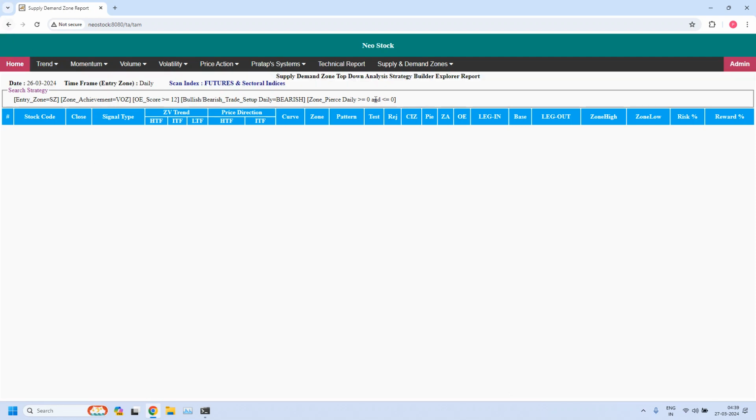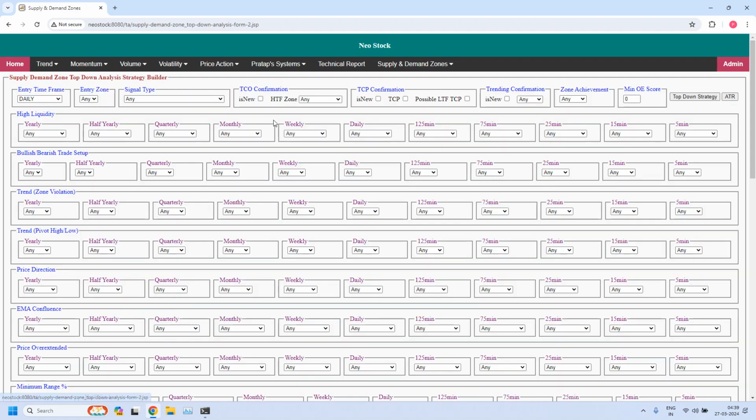Okay, now let us generate bullish trade setup for weekly income trade. For weekly income trade, your entry time frame, that is a lower time frame, should be 75 minutes. And the entry zone should be demand zone because it is bullish trade setup. In bullish or bearish trade setup parameter, at 75 minutes time frame, we are selecting bullish.